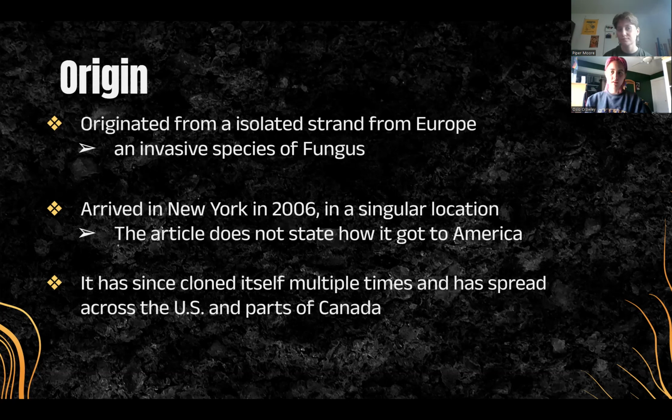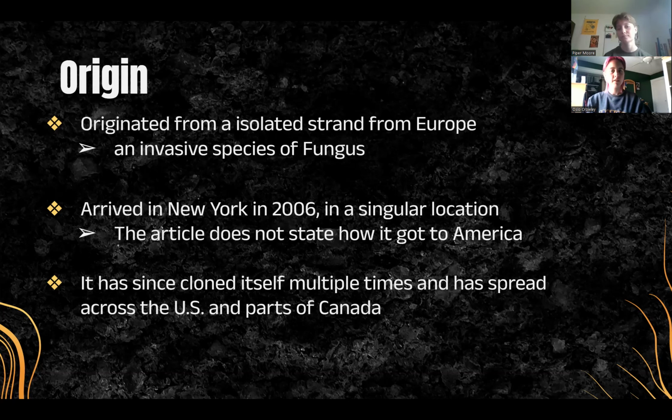It was originally only found in a singular location in New York, although it has since spread across the United States and parts of Canada and cloned itself multiple times. It really only shows how dangerous and easily spread invasive species are to ecosystems. However, the article does not state anywhere specifically where in Europe the strain is related to, nor how it originally came to North America. But that is kind of similar to how other non-native species have arrived here.